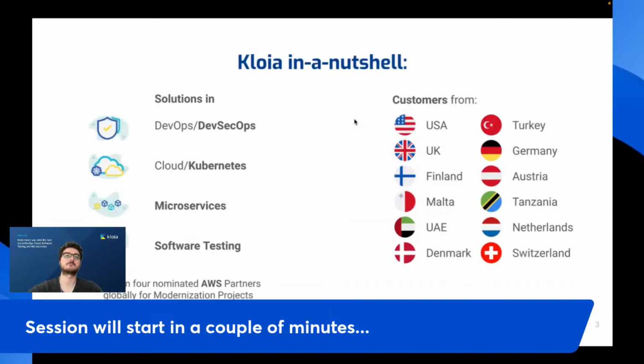Kloya is a solution provider in the areas of DevOps, DevSecOps, cloud, microservices, and software testing fields. We have expertise in these areas, and we are within 4 nominated AWS partners globally for modernization projects and several ongoing modernization projects currently. And we have customers from all around the globe, such as USA, UK, United Arab Emirates, Germany, Europe, and so on.